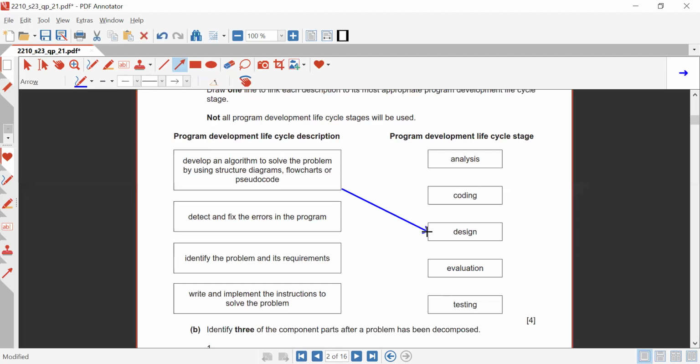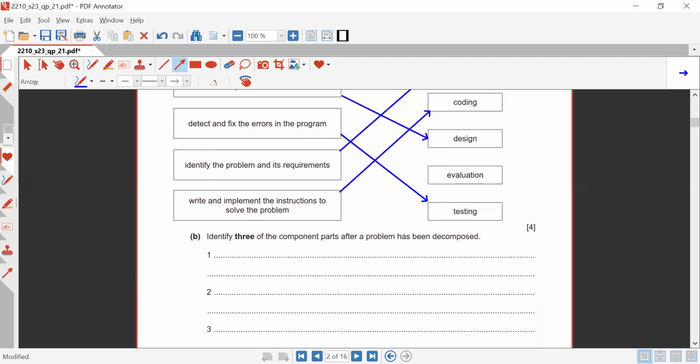Okay, now they are saying detect and fix the errors in the program. So detect and fixing, that means testing. Identify the problem and its requirement. It will be termed as analysis, that we are analyzing what are the requirements of the program. Then we do have write and implement the instructions to solve the problem. So that will be termed as coding.